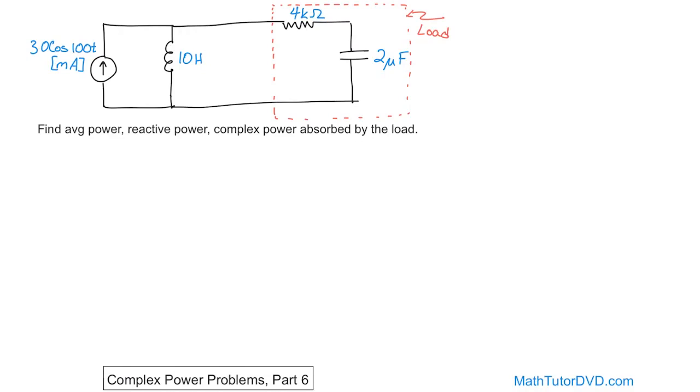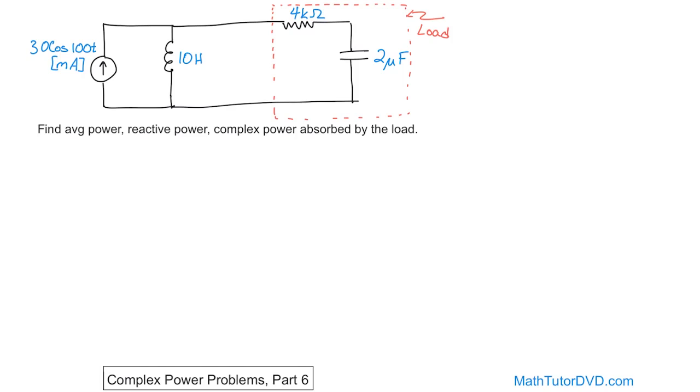We have a simpler problem. We're given this circuit here, and we're asked to find the average power, the reactive power, and the complex power absorbed by the load. The load is everything inside the dotted line, so these two elements here. Notice though that our source is a current source, but it's given in the time domain, and our inductor is given in henries and our capacitor is given in microfarads, so we have to do a little bit of work to get anywhere.